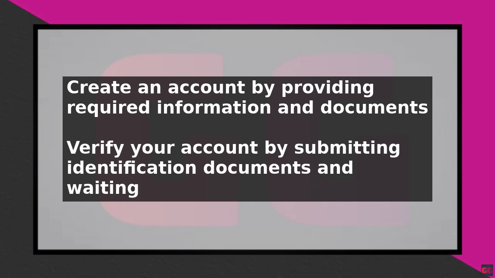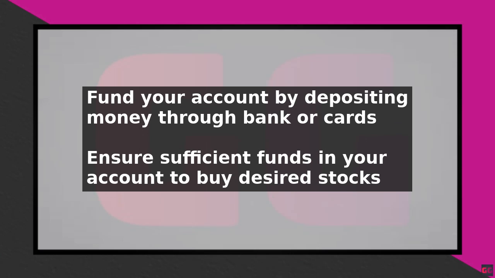Next, search for the stock you want to buy by typing the company name or ticker symbol in the search bar. You can also browse through the various categories such as popular stocks, indices, or sectors to find the stock you are looking for. Once you have found the stock you want to buy, click on it to view its details. This will include the current price, trading volume, and other relevant information. You can also view charts and analysis to help you make a more informed decision.